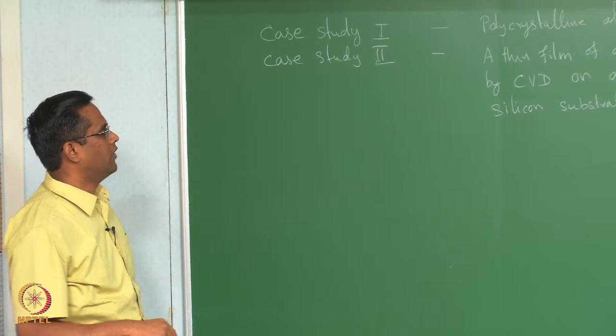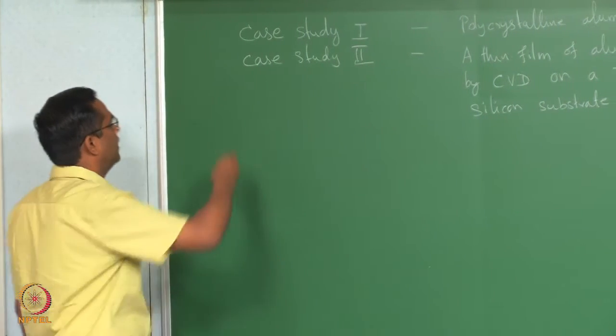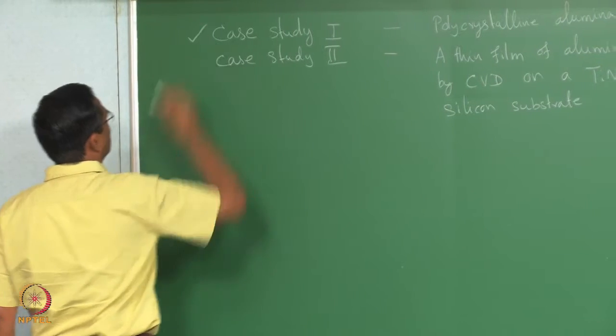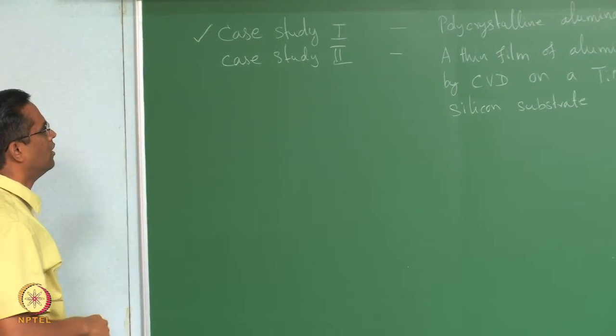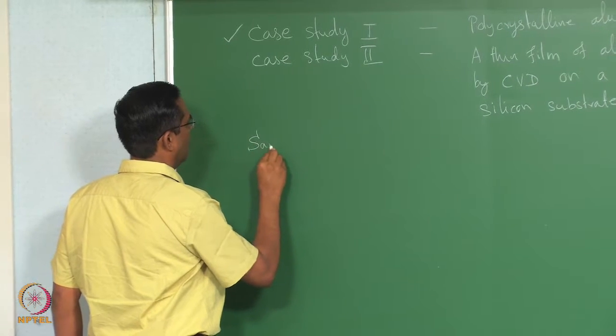So, how to examine these kinds of materials in a typical SEM? The first point is sample preparation, how to prepare the sample. First we will take case study 1, the polycrystalline alumina. So, what are the steps for the sample preparation?